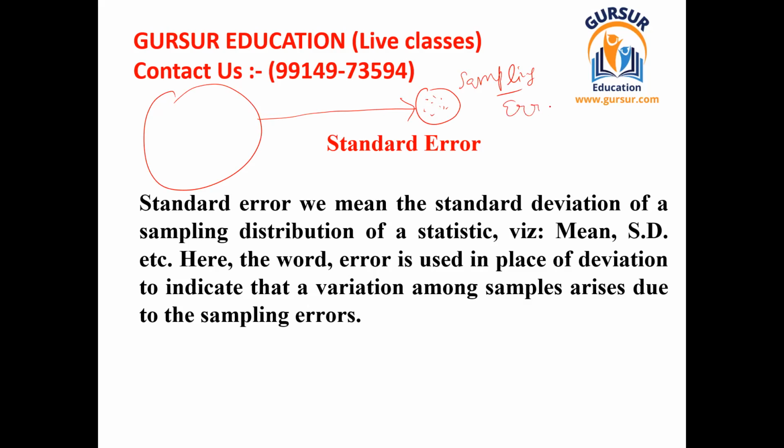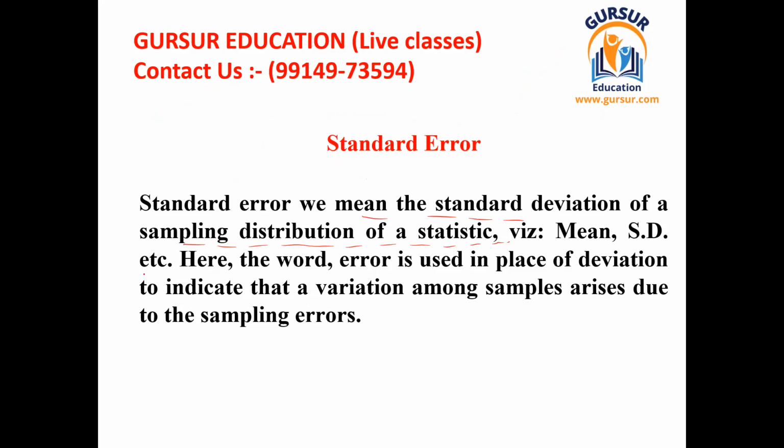Number of sampling errors. Mistakenly, you can take those elements in your samples which are not relevant for your study. If you have taken a sample of 10 students or 10 people, maybe out of these 10, 1 or 2 are not relevant for your study, and this is a sampling error. This is the reason when we try to find the standard deviation of the sampling, we term this a standard error. By standard error, we mean the standard deviation of the sampling distribution of statistics, mean, etc.